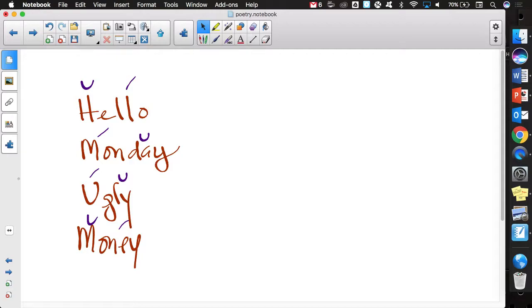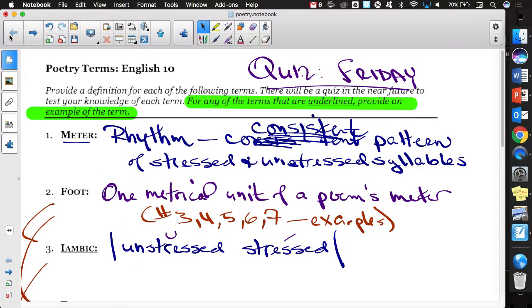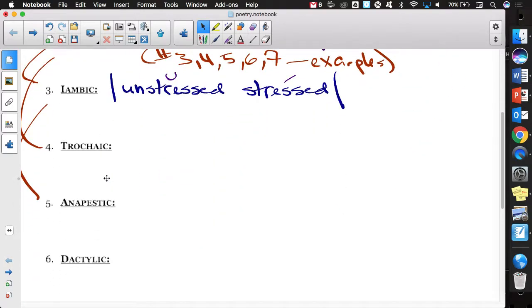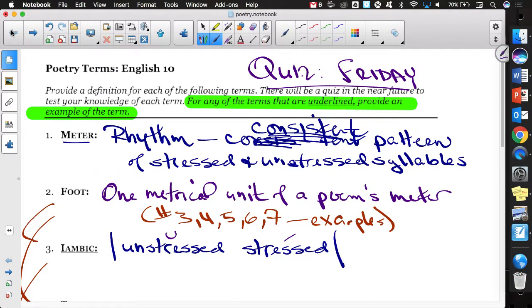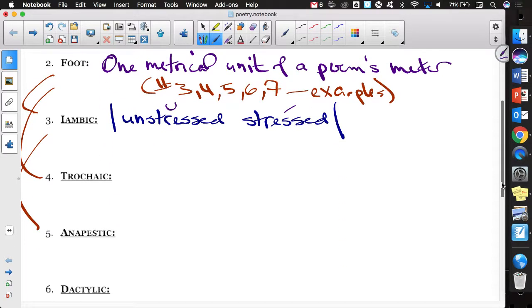So of these words that you would have here, the terms that would be iambic would be hello and money. Now again, depending how you say the word or the way in which the context is getting used, they can change. So they're not necessarily set in stone as always being pronounced this way. But it would mean that you're going unstressed, stressed, unstressed, stressed with your syllables. So we said hello and money.